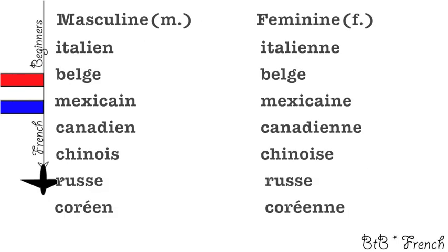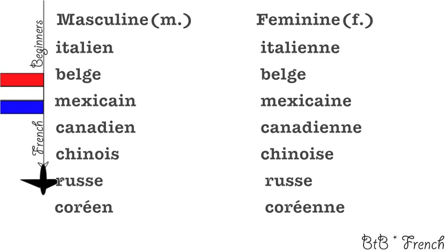The next word means Italian. Italien. Feminine form, italienne. Next word means Belgian. Belge. Feminine form, belge.